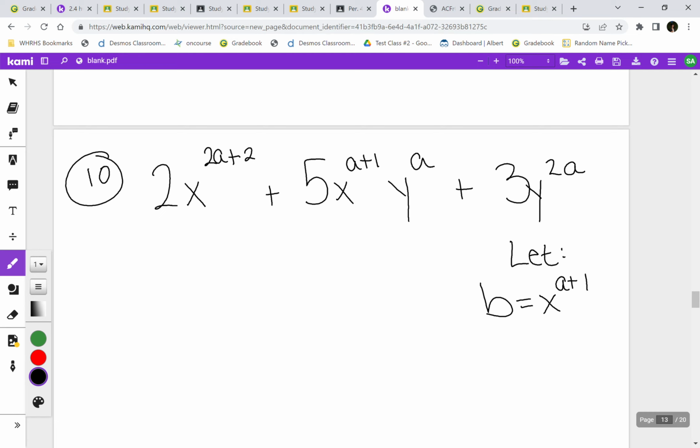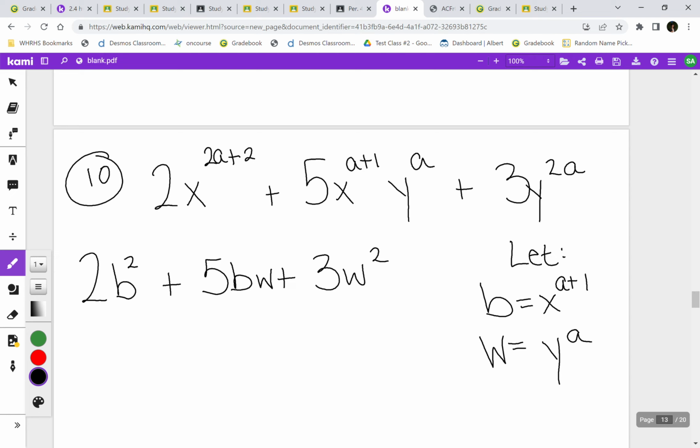Now I need a different variable. What do I need a different variable for? For the y to the a. Exactly. Let's use w. I'm going to say w is going to equal y to the a. So now when we substitute in, this is going to be 2b squared plus 5bw plus 3w squared. Does it make it a little bit less intimidating now? It's a little bit less intimidating.